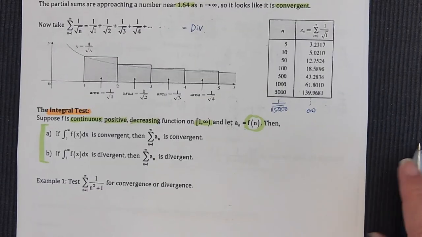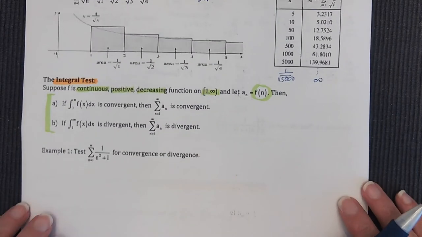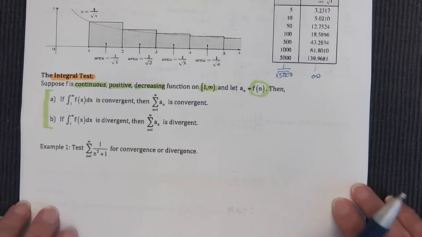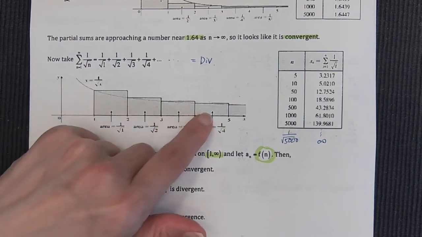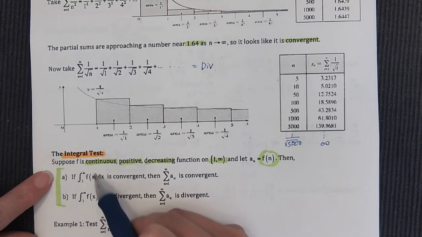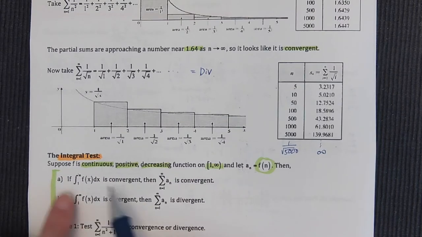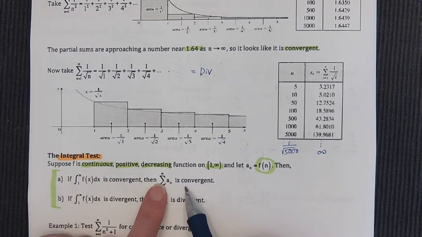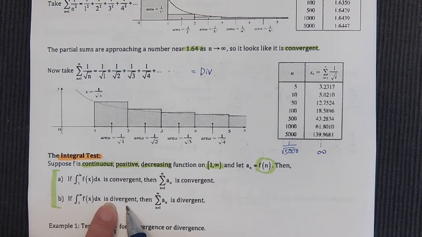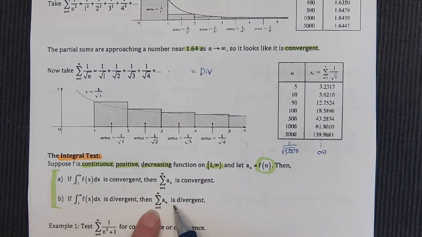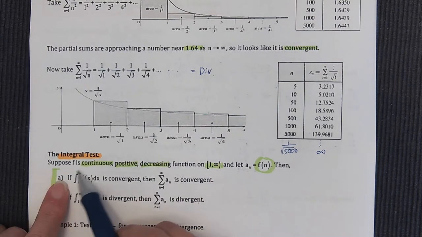If you do an example, it's much, much easier to understand. Did you understand? Taking the integral means I'm finding an area under the curve. Integral means area. So if the area approaches a number, that means the summation also converges. If the area gets bigger and bigger forever, the summation also gets bigger and bigger forever. That's pretty much it.